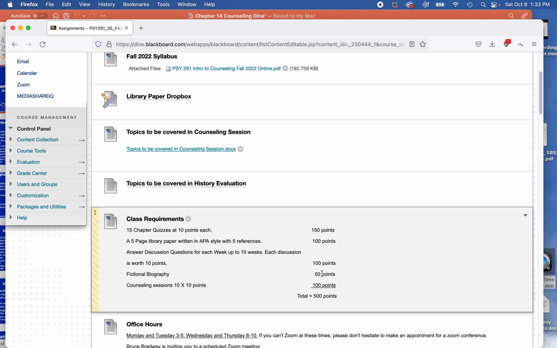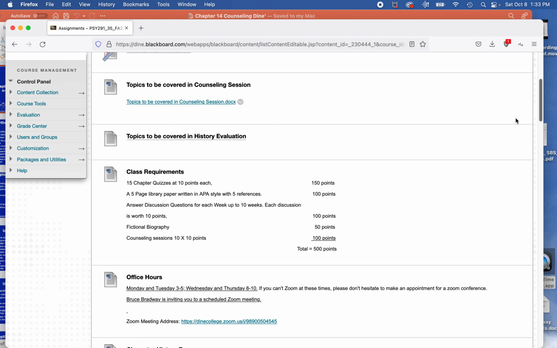Yeah, if you got all the other points, then you could probably pass the class without doing any counseling sessions. But if you didn't finish the fictional biography, that's 350 points. That's 70. That's a C. That would mean that you did everything else correctly, and so the answer is no, you can't. You just can't pass unless you do your fictional biography and do at least some of your counseling sessions.